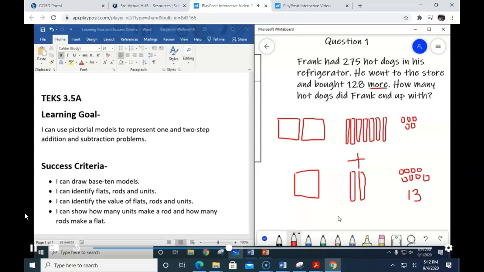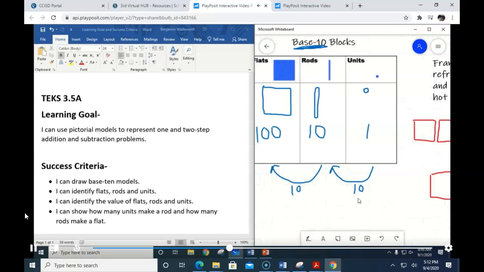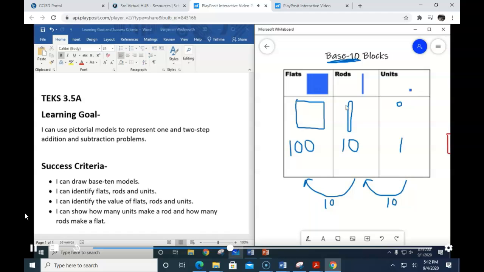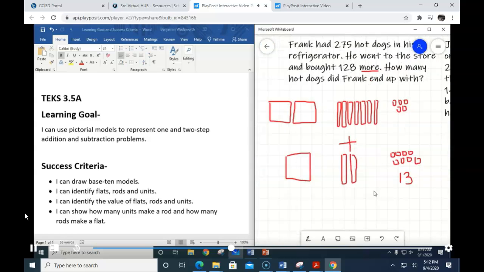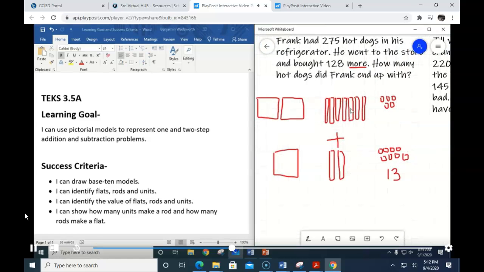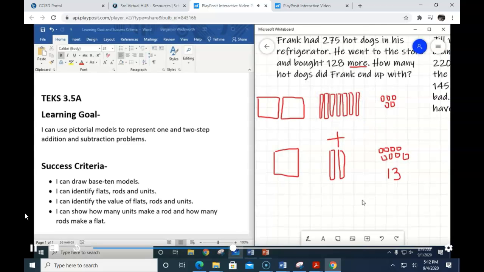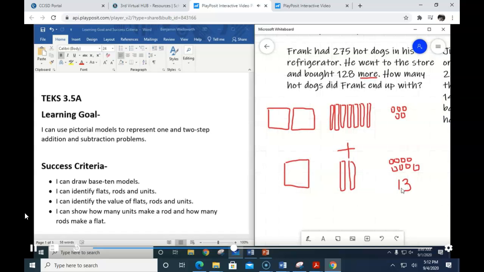Okay? Now, if you remember what I was talking about before, it takes 10 units to make a rod, right? So that means we're going to have to regroup some of these units into a rod, right? So let's go ahead and do that. So we're going to take this one in the tens place for the units, and we're going to move it right over here. So we're going to mark out that 10 right there, and we're going to draw another one right here. Okay? So we've got a 3 down here for our answer.